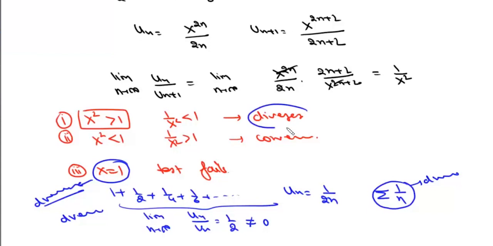So this series diverges if x square is greater than or equal to 1, and it converges if x square is less than 1. Now for testing convergence, we can use another test which goes by the name Cauchy's nth root test. Now in this case, suppose we have this series summation un, which is a series of positive terms.